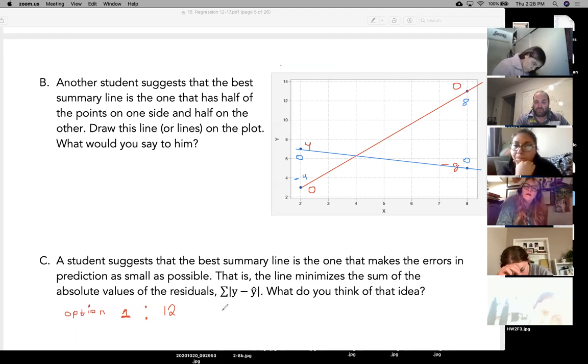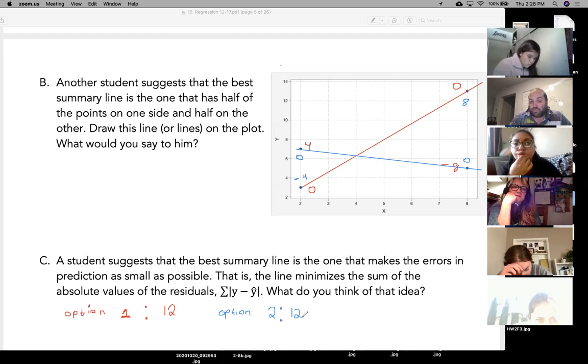So what does option 2 give? 12. Also gives 12, right? We absolute value them and we add also. So we got to shoot this one down too, because we see different lines that are completely different can have the same value for this. So that didn't work either. That's the best one yet, right? It's the most mathematical, but we still shoot it down.